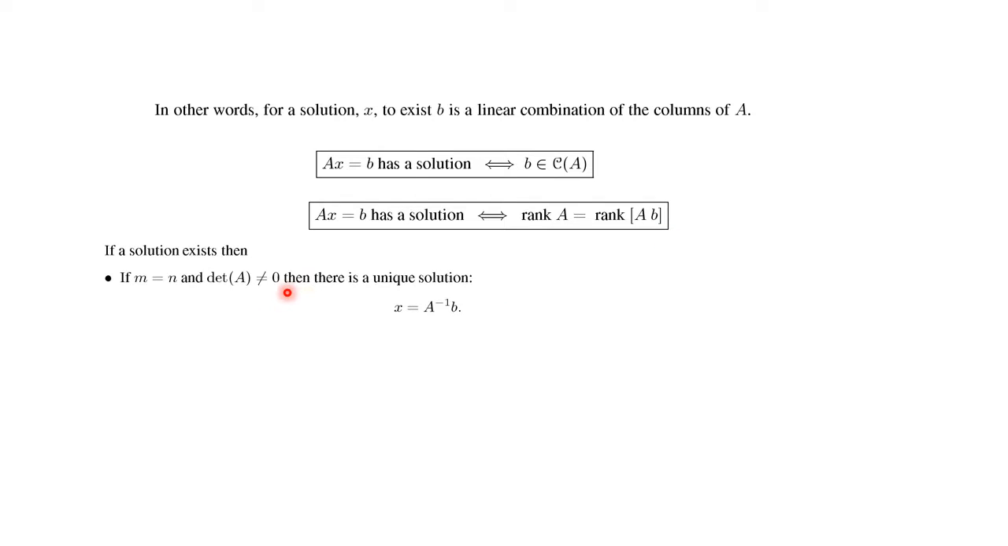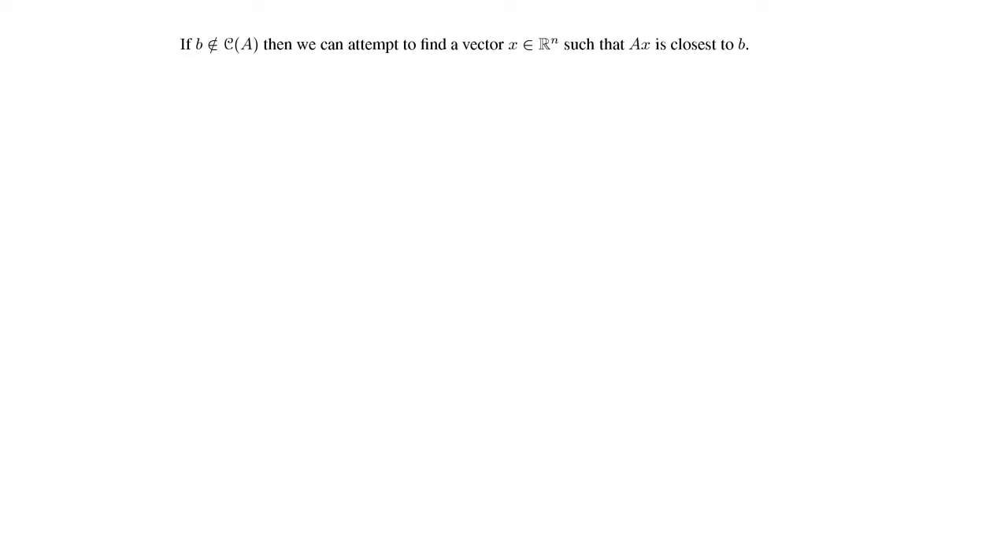In the case where this is a square matrix, if M equals N, then the determinant is not 0, and we can find the vector X by taking the inverse of A times B. If M is less than N, in other words, if there are fewer rows than columns, then there'll be infinitely many solutions. But in the other case, where we have more rows than columns, then B may not be in the column space of A.